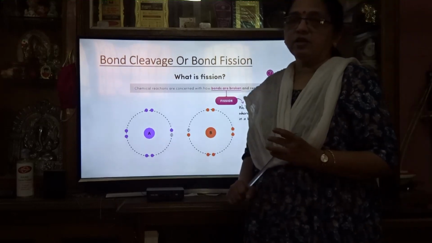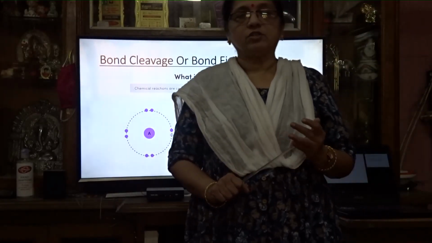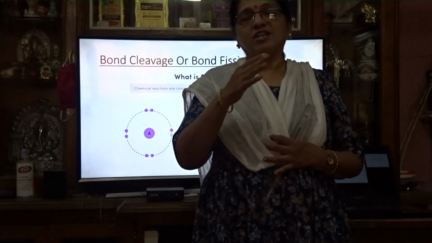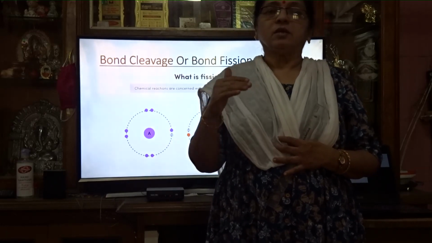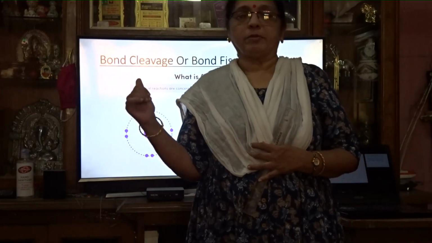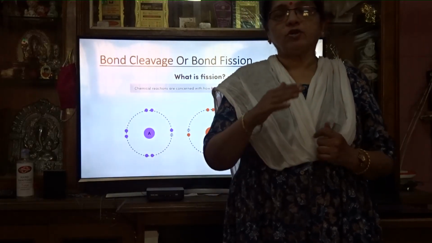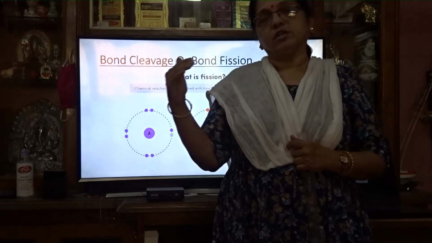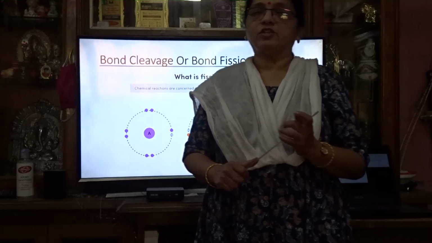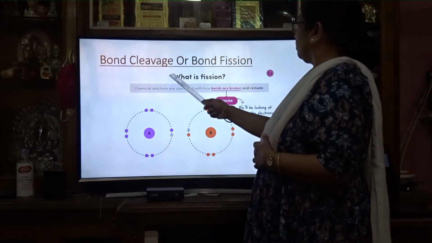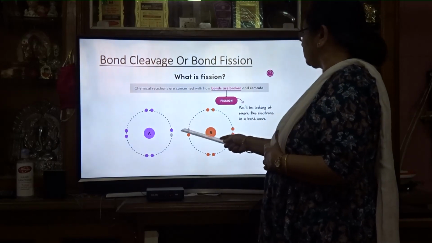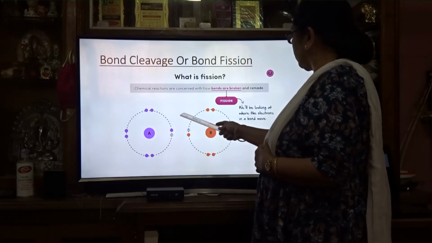The first topic here is bond cleavage or bond fission. When a reaction takes place, a bond is broken and a bond is formed. Bond breaking is bond cleavage, and bond formation is bond making. So when the reaction takes place, bonds are broken and bonds are formed. The first topic is bond fission or bond cleavage. What is fission? It is how bonds are broken in a chemical reaction. Here A-B is the molecule and the bond is broken.